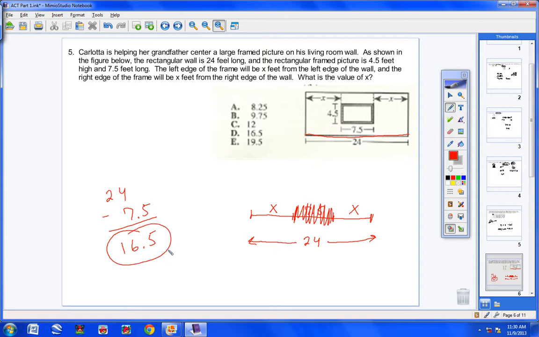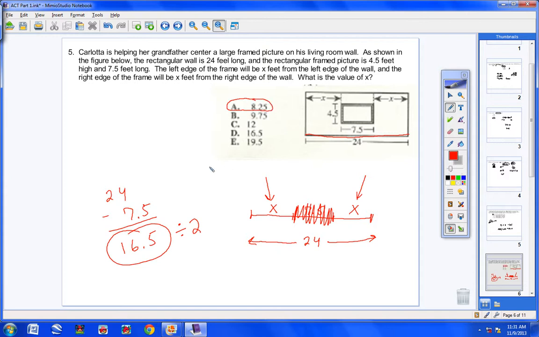When you subtract out 7.5, what are you left over with? 16.5. But hold it, that 16.5 is for this distance here and for this distance here. So we're going to have to take 16.5 and do what to it? Divide it by 2. Okay, and then when you divide it by 2, you'll see that the right answer for number 5 is A, 8.25. So the whole distance is 24. We subtract out 7.5. We're left with 16.5. Divide it by 2, and you're left with 8.25.